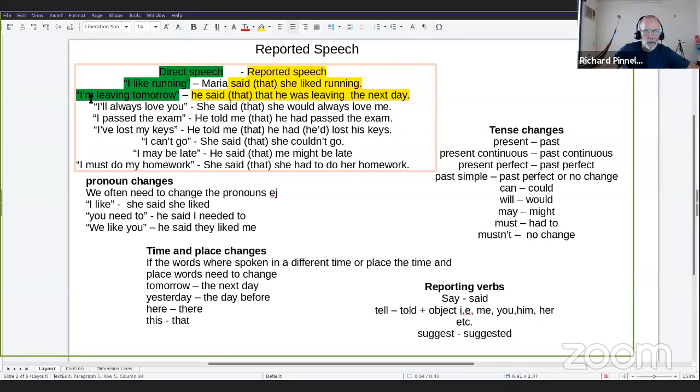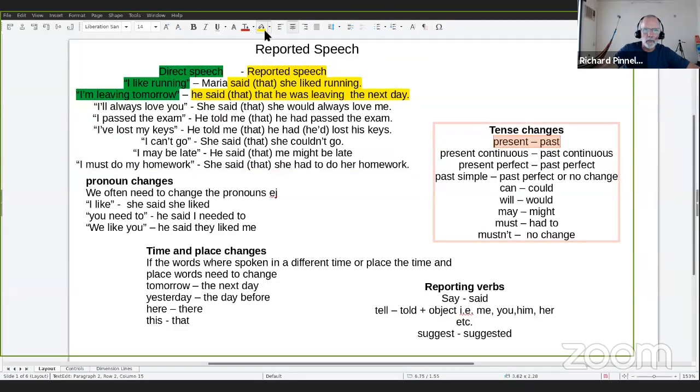So we got to example number 2. Example number 1 was in the present simple, the direct speech: I like running. So when we report that, we need to change the verb. If the verb in the direct speech is in the present, we need to put it in the reported speech in the past. Down here I have the tense changes. So here the first one is the present becomes the past.